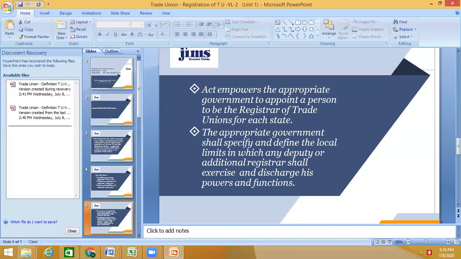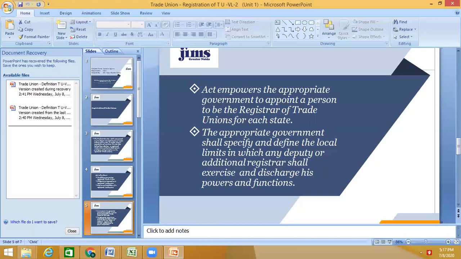So what is the meaning? The appropriate government shall appoint a person to be the registrar of a trade union for the state, and the appropriate government may also appoint as many additional and deputy registrars of trade unions as it thinks fit. If the government feels we should appoint two additional registrars or three deputy registrars, then the government can do so for the purpose of exercising and discharging under the superintendence and directions of the registrar.